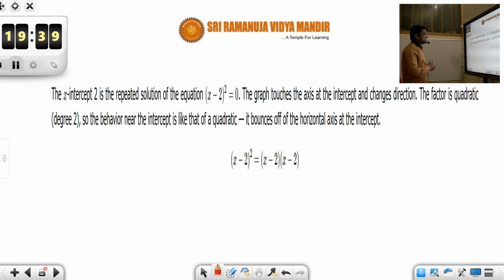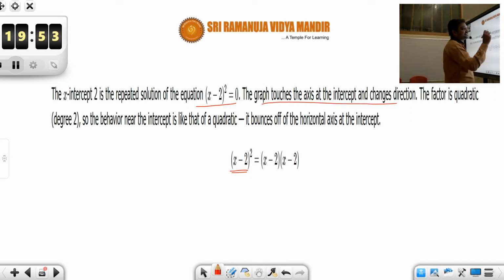Now, the x-intercept 2 is repeating twice. It is a repeated solution of the equation (x minus 2) whole squared equal to 0. The graph touches the x-axis at the intercept and changes direction. The factor is quadratic, degree 2. So the behavior near the intercept is like that of a quadratic.